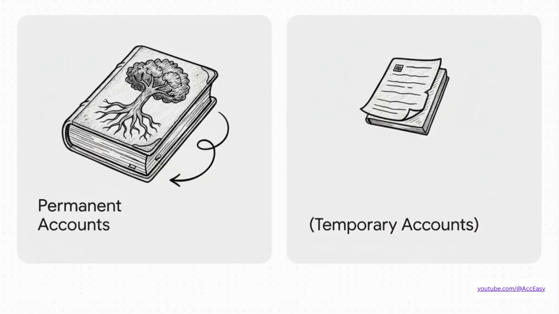And this is where our two main characters enter the scene. See, in accounting, you've got two main types of accounts. On one side, you have your permanent accounts. Think of these as the ongoing story, the big biography of your business that just keeps going year after year. And on the other side, you've got the temporary accounts. These are like the individual chapters. They tell the story of what happened in one specific year.